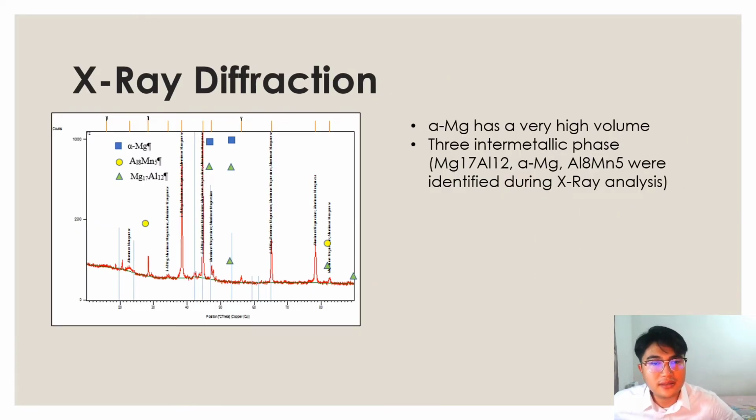So for X-ray diffraction, you can see that the alpha phase of magnesium alloy has a very high volume compared to the other phases. Previously from the SEM, we observed that there are three intermetallic phases. In X-ray, we can confirm that magnesium aluminide, magnesium manganese, and magnesium were identified and verified after X-ray analysis.